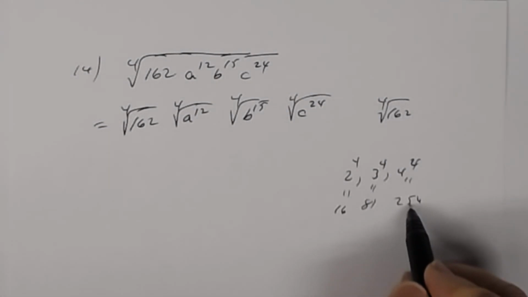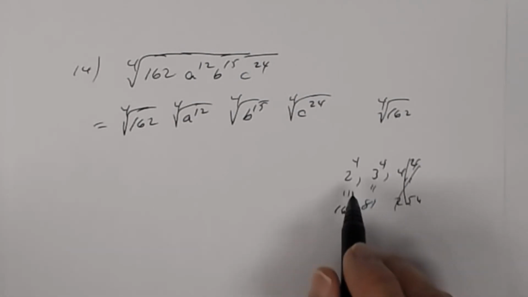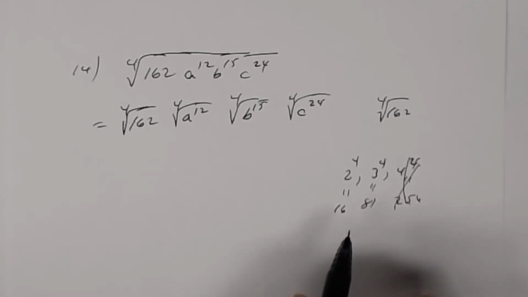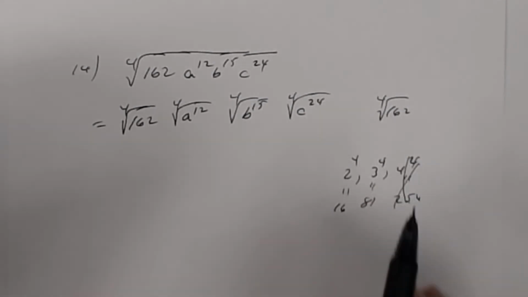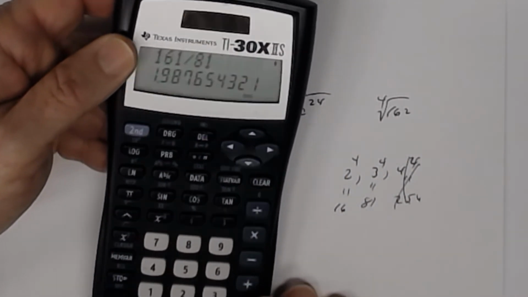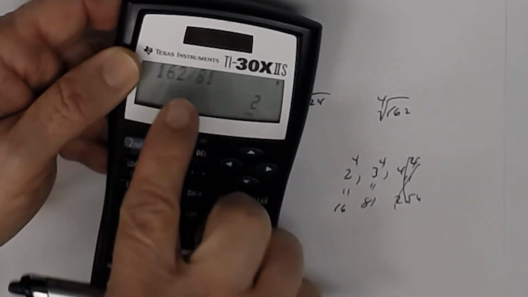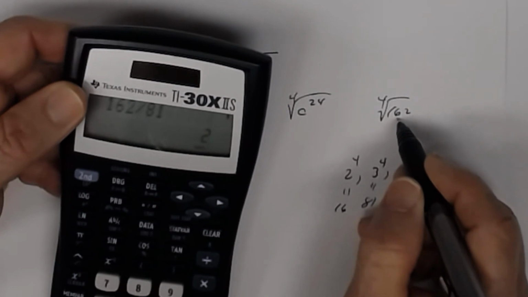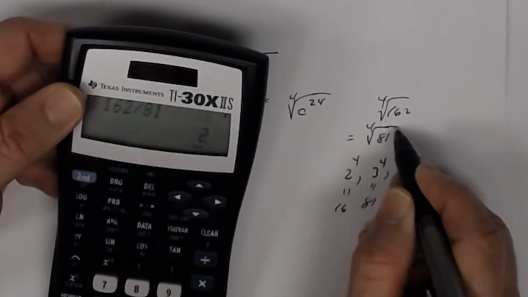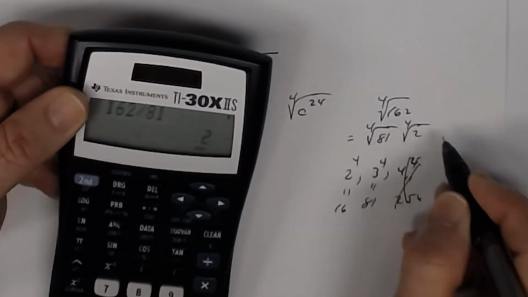So I know that since 256 is bigger than 162, I'm going to try one of these. They may or may not go into this. If it doesn't, then that means that I cannot simplify this. All right, so let's try 81 first. Is 162 divisible by 81? I'm sorry, 162 divided by 81. There we go. Yes, right? So the fourth root of 162 is the fourth root of 81 times the fourth root of, 81 times 2 is 162, 2.